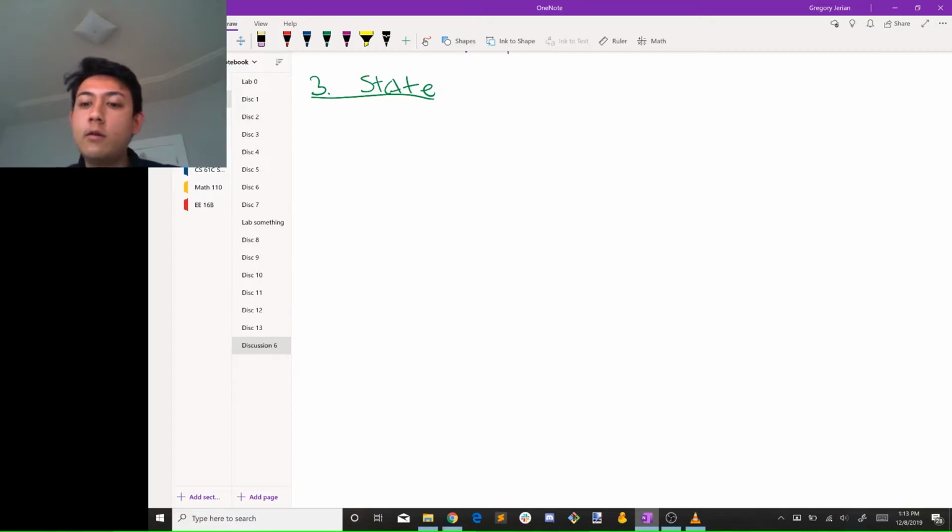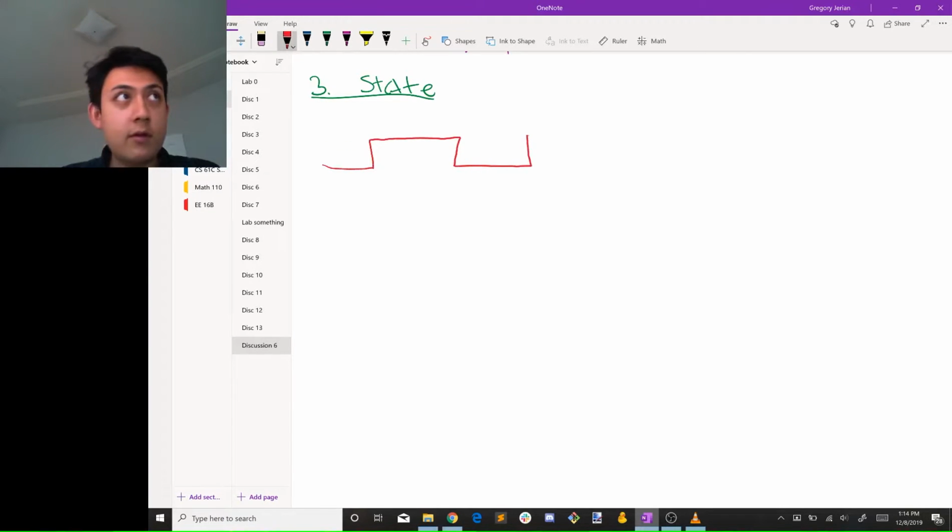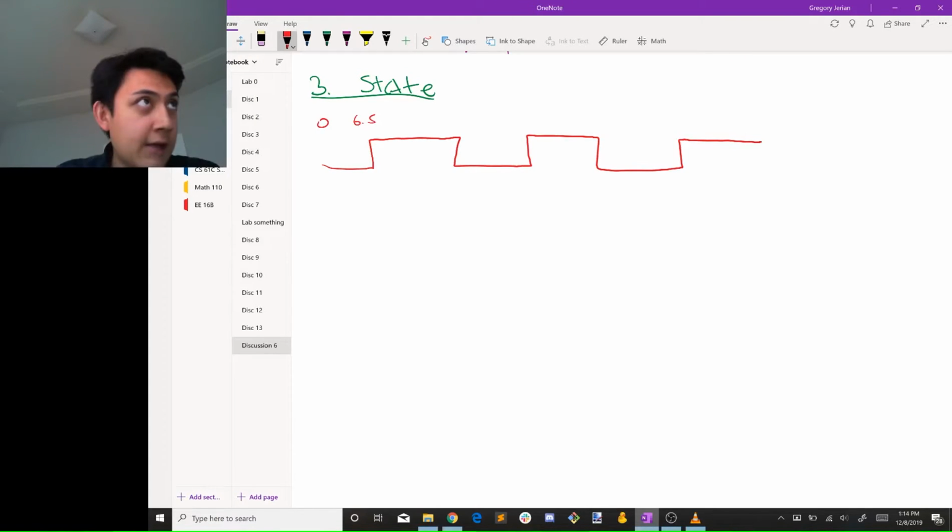Let's talk about state. Okay, so I want to talk about state, which means I'm going to talk about waves, because this is how we represent electrical signals. So here's an example of a wave. And waves have times, so over here is time 0, and over here is time 6.5, over here is time 13, 19.5, and 26, etc.